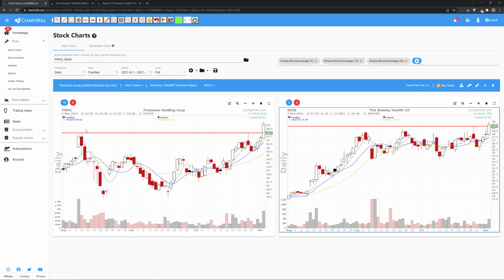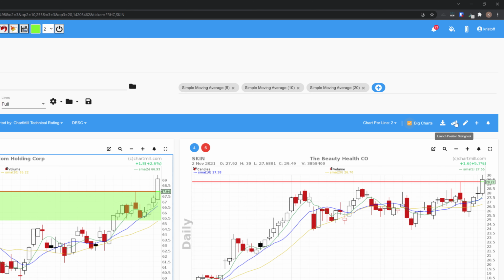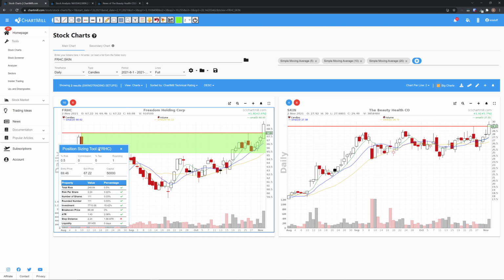To determine the exact entry, limit and stop loss levels, I use the position sizing tool. You can start it by clicking on the ruler in the top right corner of the blue bar. This will cause the position sizing tool to appear on your screen.